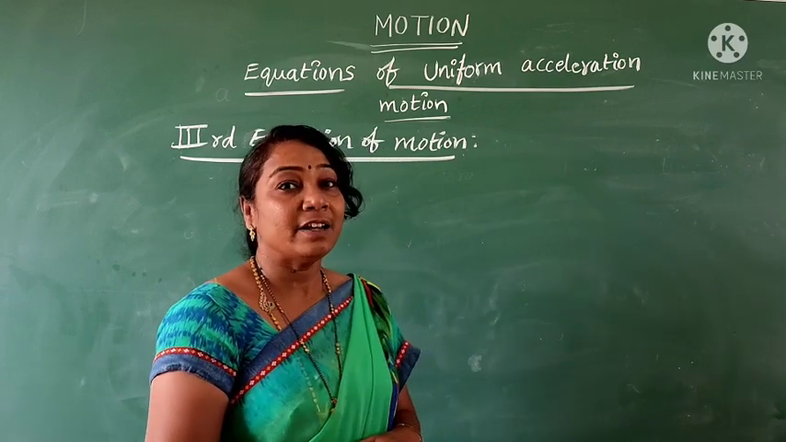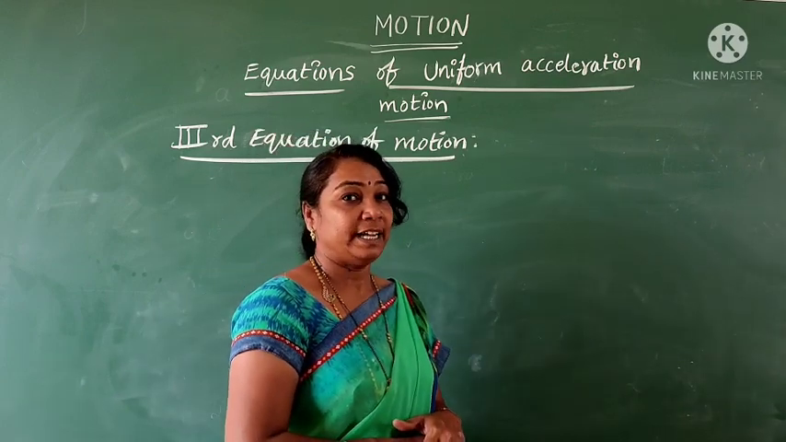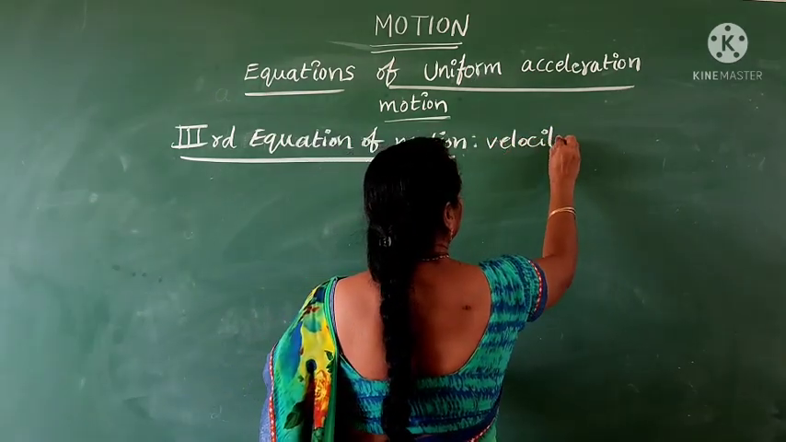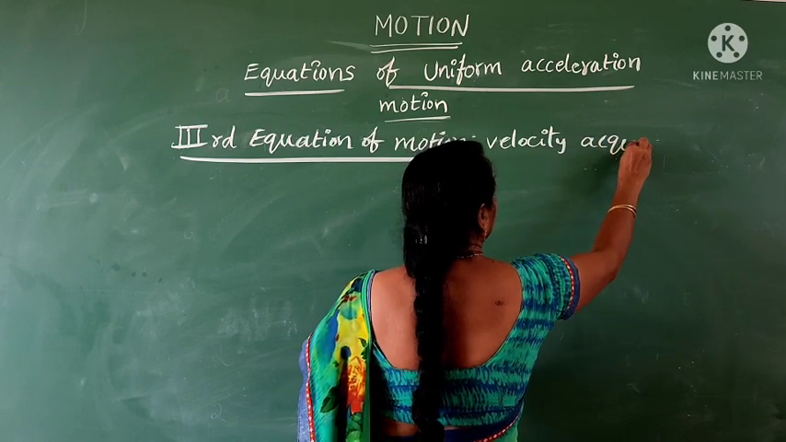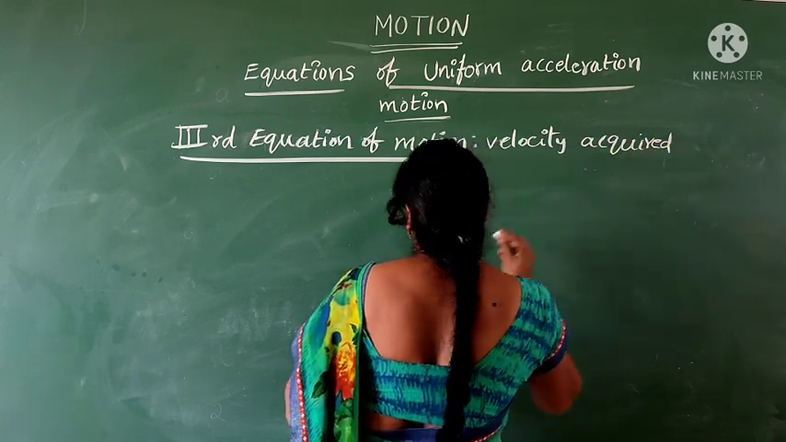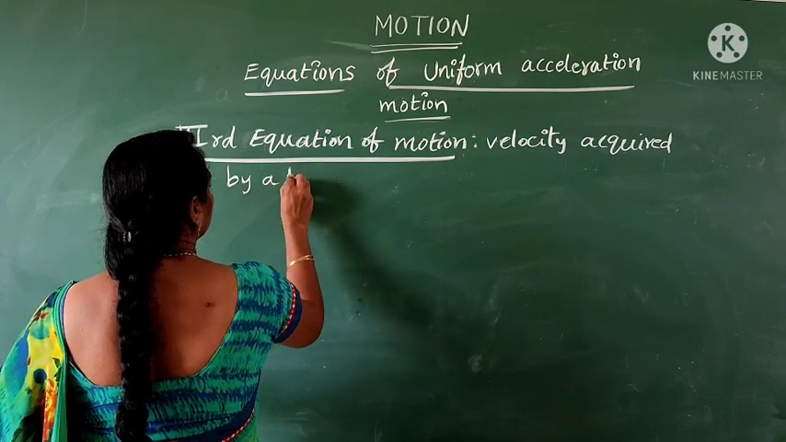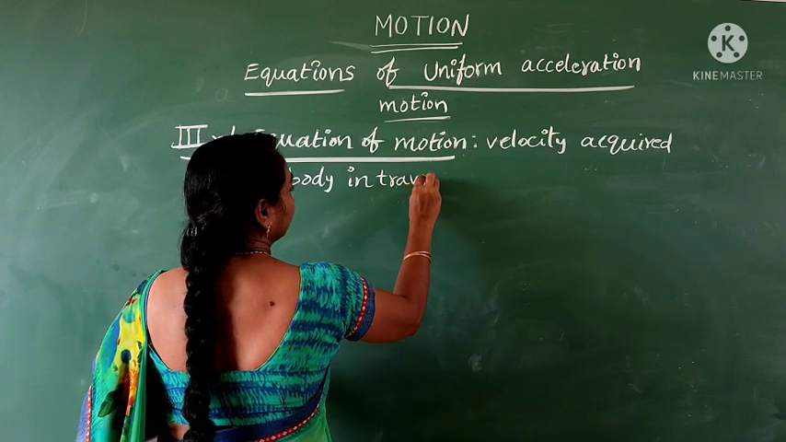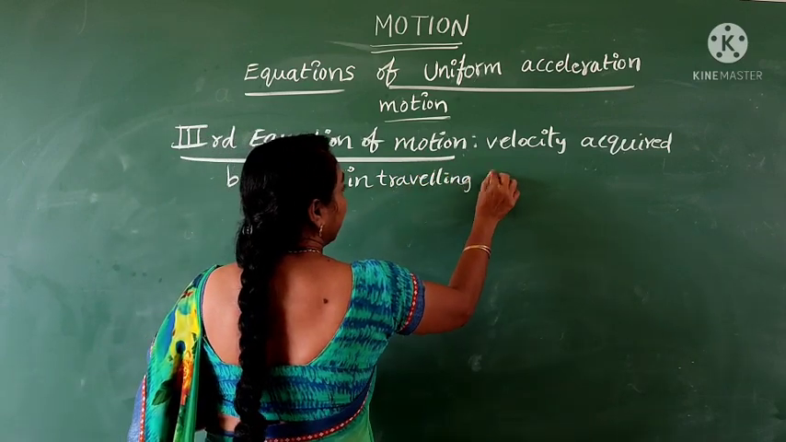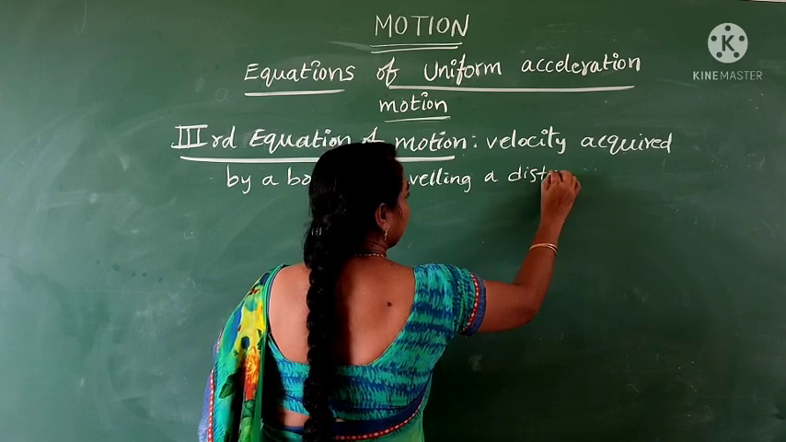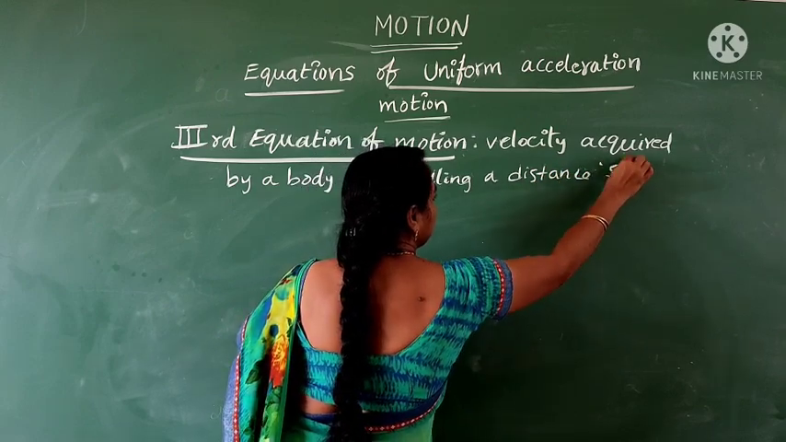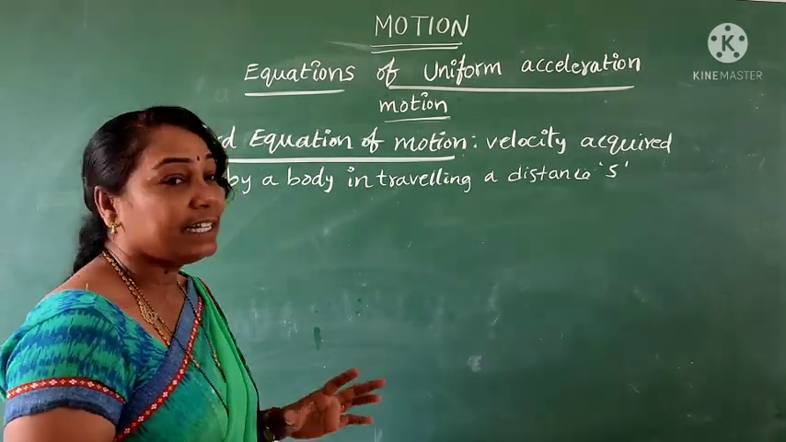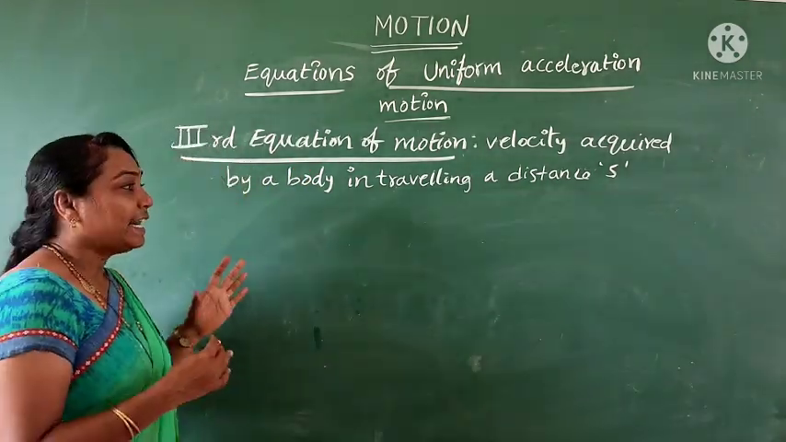It gives the velocity acquired by a body in traveling a distance s. Yes. The third equation of motion gives the velocity acquired by a body in traveling a distance.